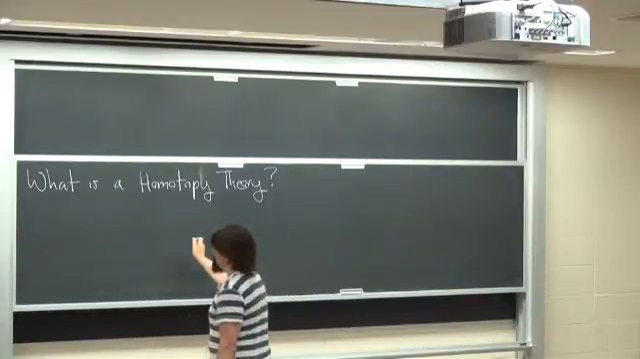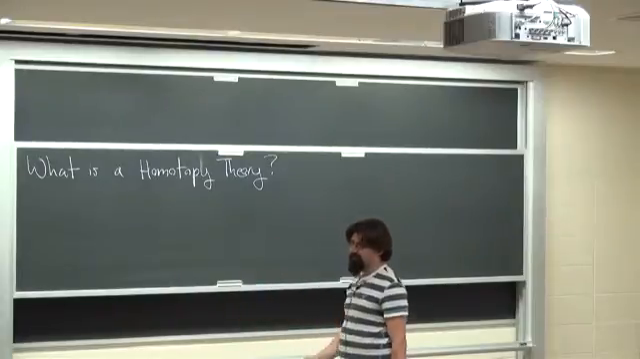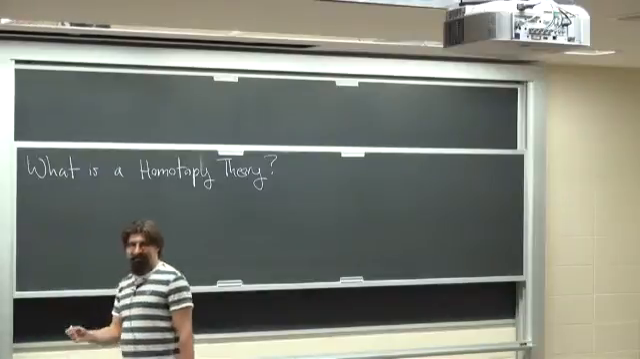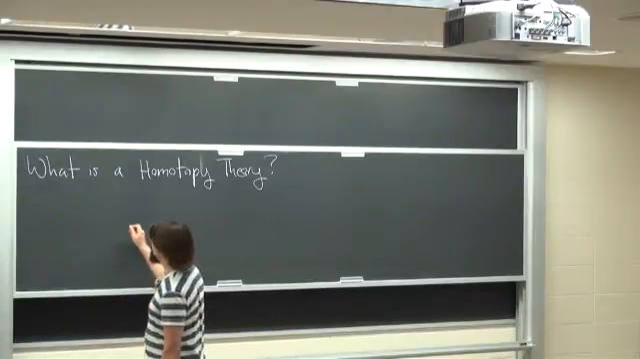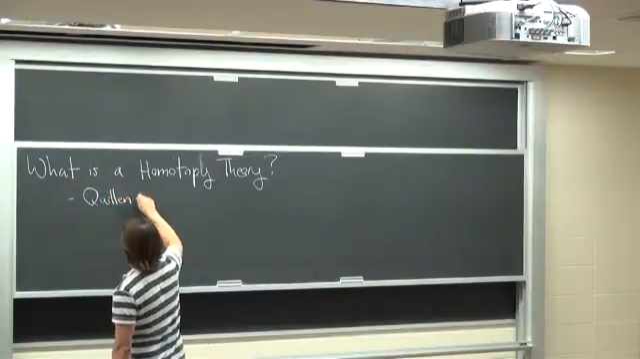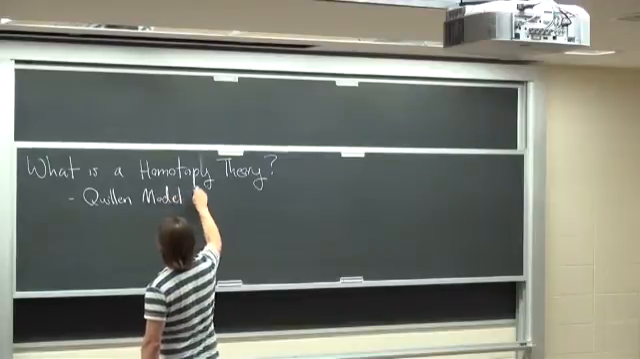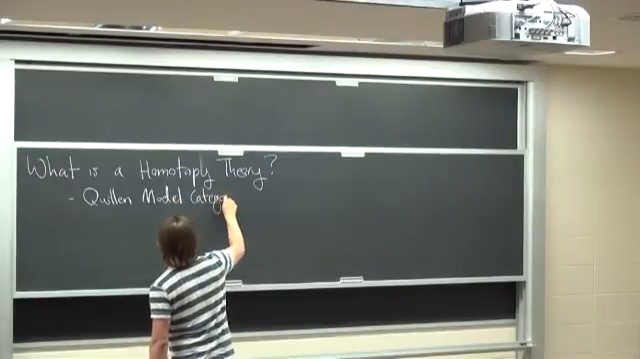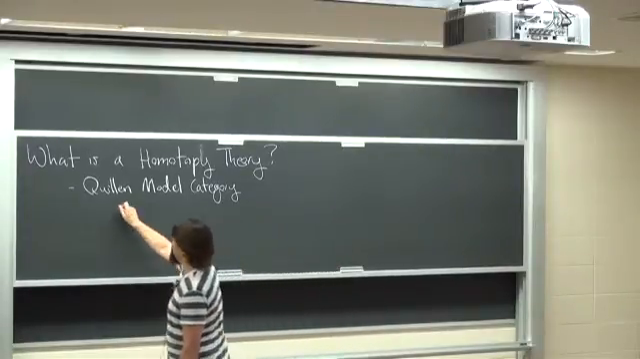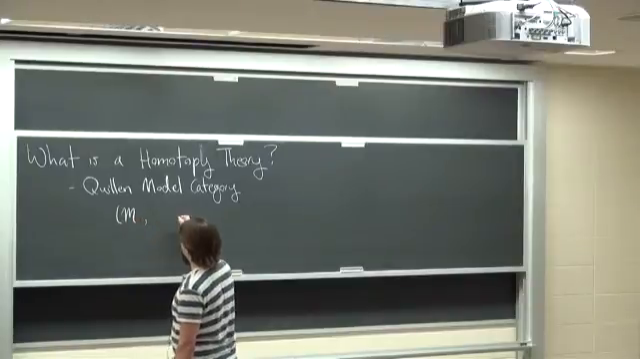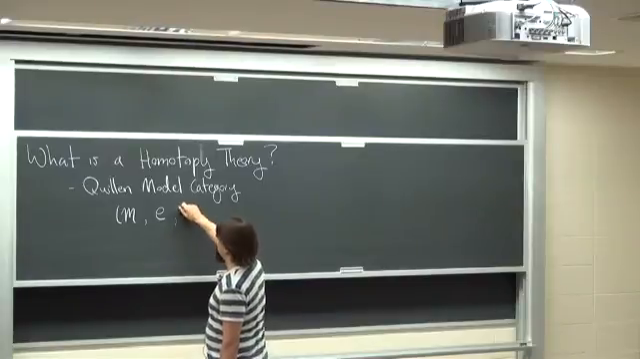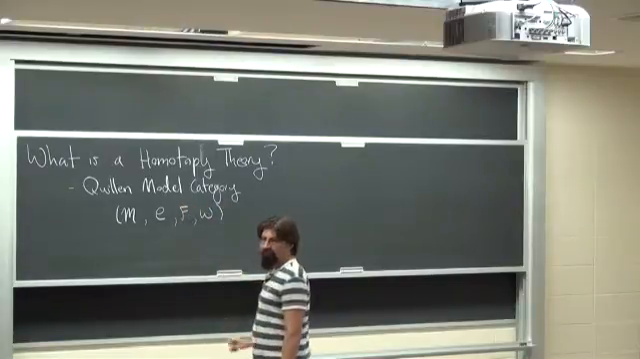If you go and ask a homotopy theorist what an abstract homotopy theory is, you'll get different answers depending on who you ask. One answer you might hear is that a homotopy theory is a Quillen model category. So what exactly is that structure? Well, it consists of a category M and three classes of maps: cofibrations, fibrations, and a class of weak equivalences.